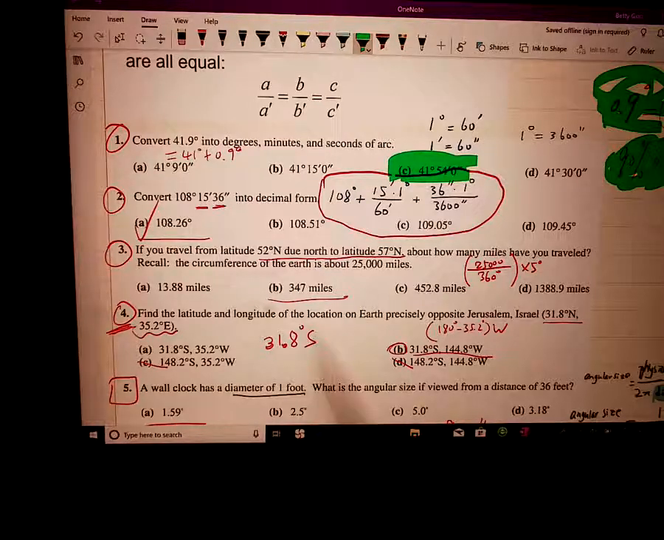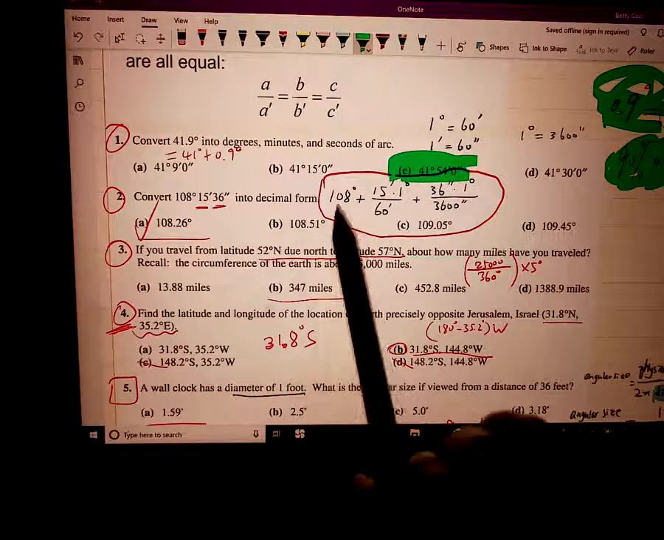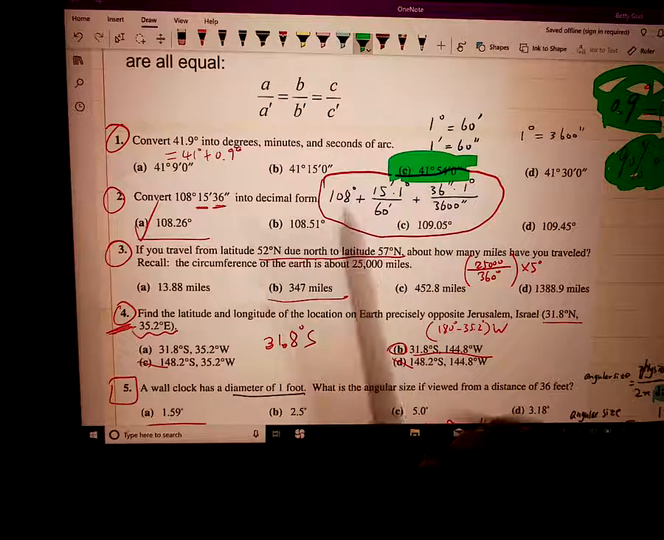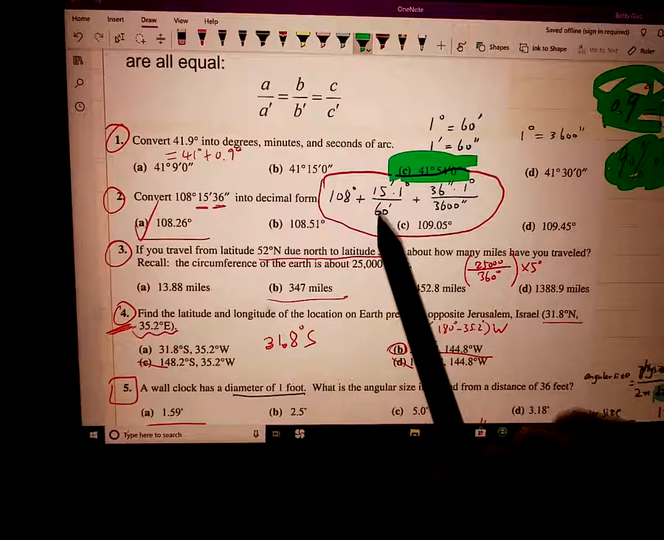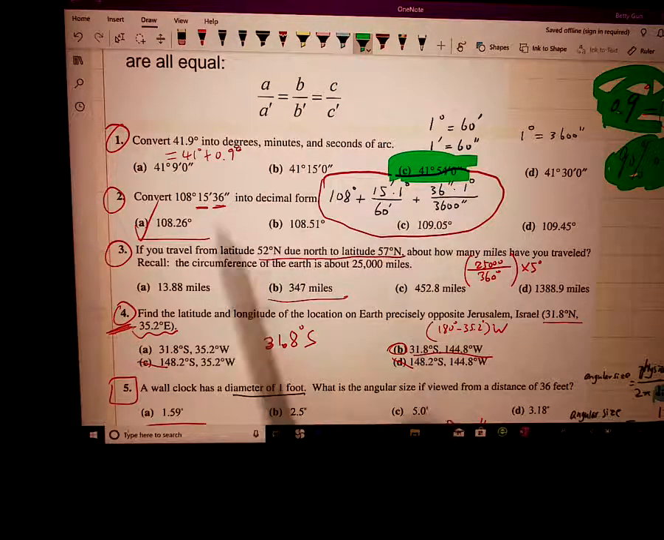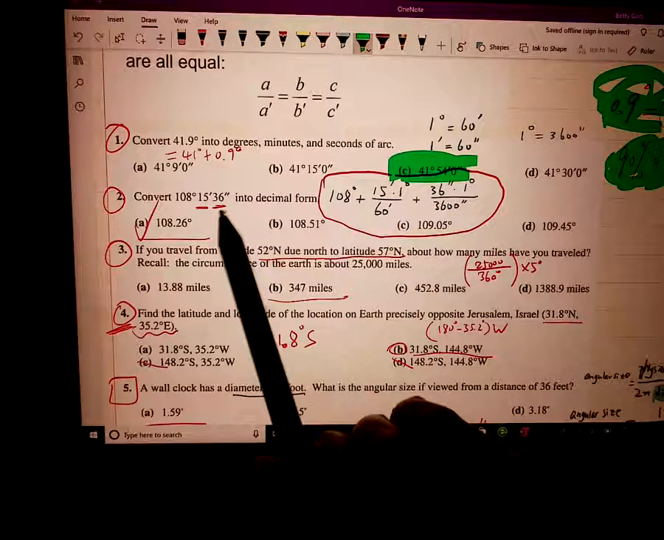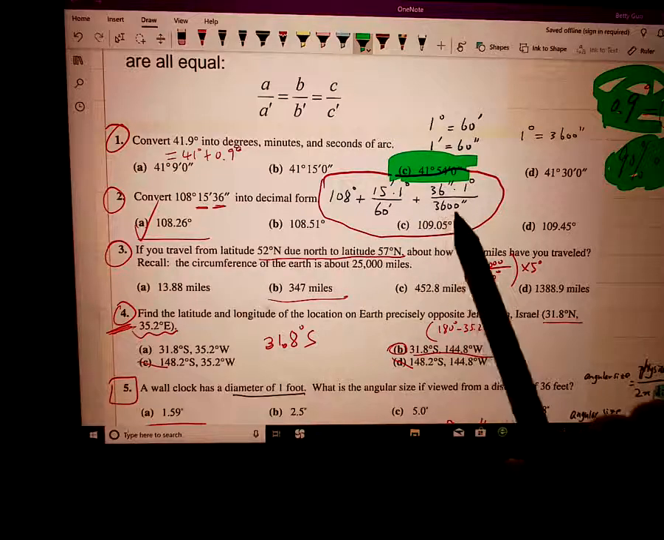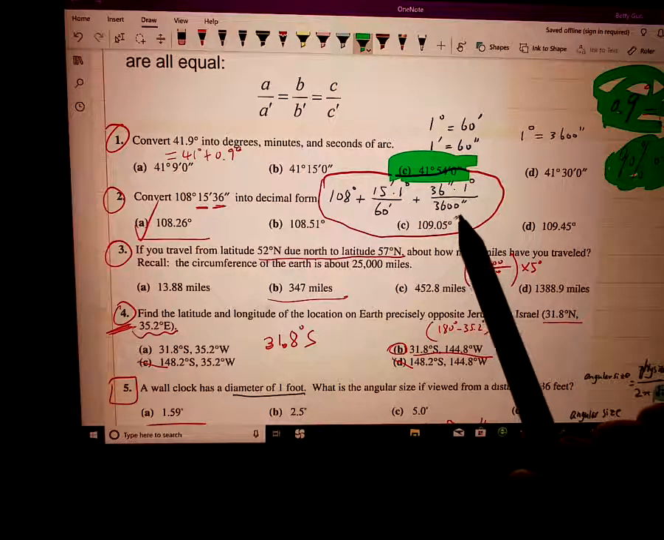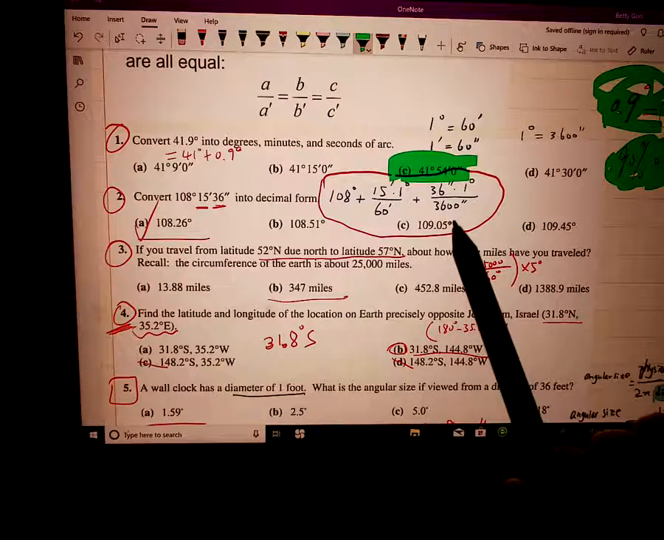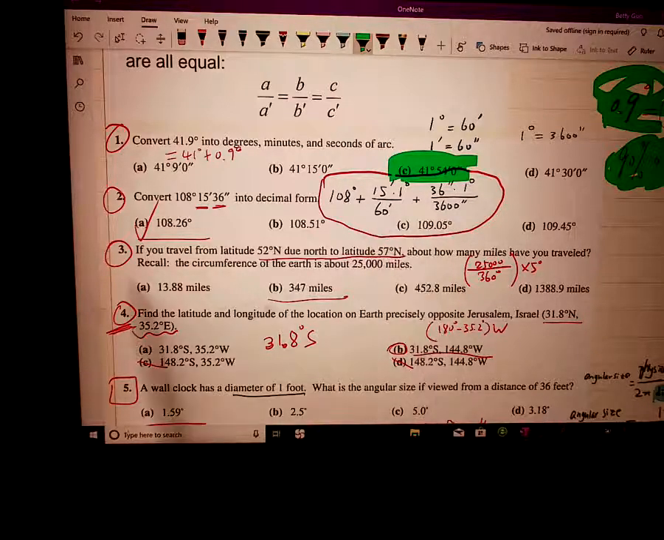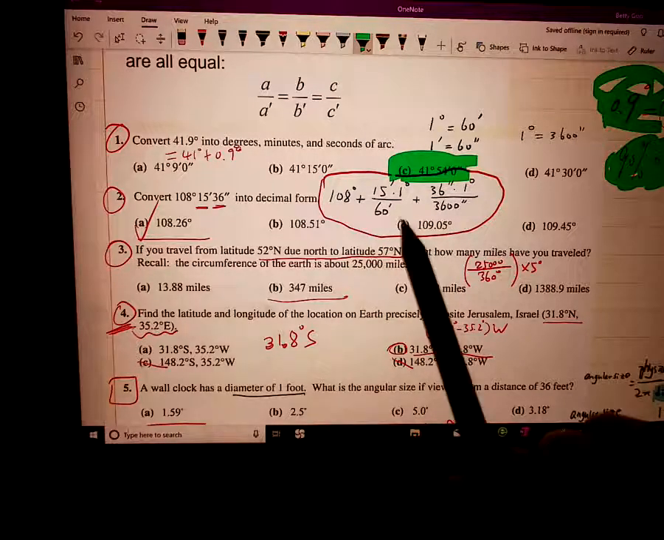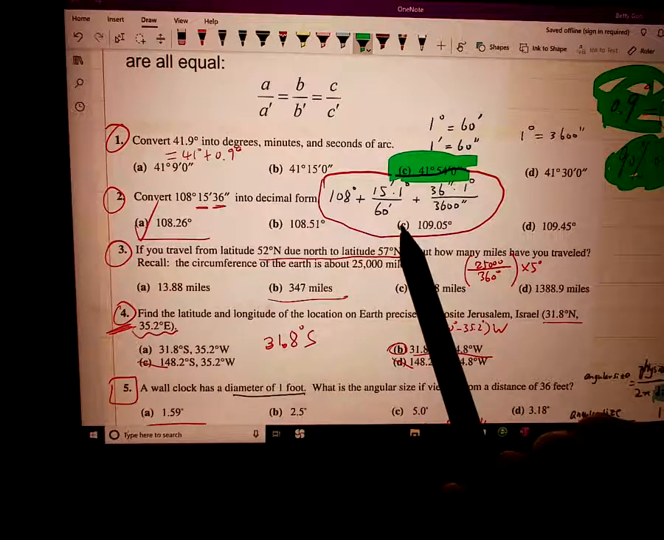Same thing here. You are going to keep 108 degrees. For 15 minutes, you're going to divide 15 by 60 to get the corresponding degrees. For 36 seconds, you're going to divide 36 by 3600 to get the corresponding degrees. All right? I will let you do the math. You should get A, but please really do the math using your calculator.